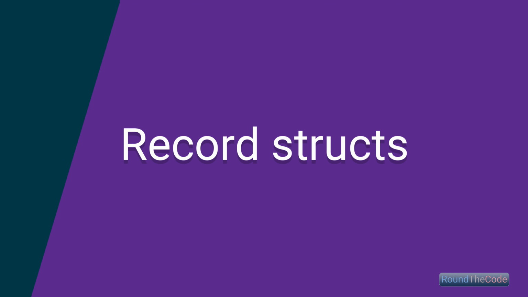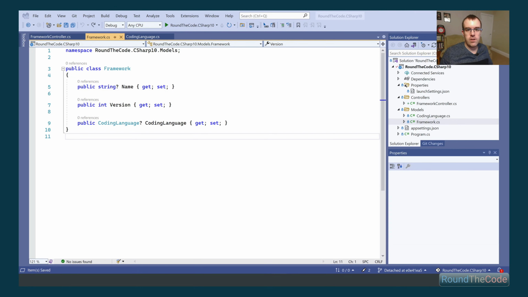So we're now going to have a look at record structs. Now, one of the new features of C# 9 was the fact that you could add record classes. One of the benefits of adding record classes is the fact that you can make them immutable. With C# 10, it's gone one step further and you can now add record structs. And I'll show you how to add a record struct that's immutable.